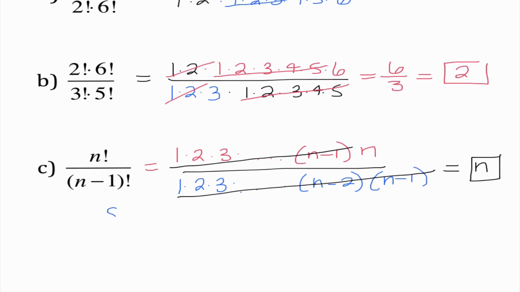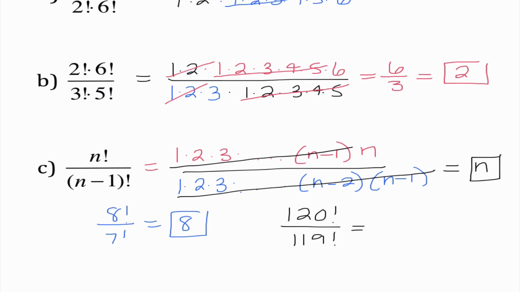And if we think about it, if I had something like 8 factorial over 7 factorial, that's telling me my answer is just going to be 8. 120 factorial over 119 factorial would be 120. Okay, so this can actually save us a lot of time, but we will have some problems possibly on the quiz, but definitely on your suggested problems that are going to look like this. Okay, so now get out your graphing calculator and I'm going to show you guys how to use it for this lesson.